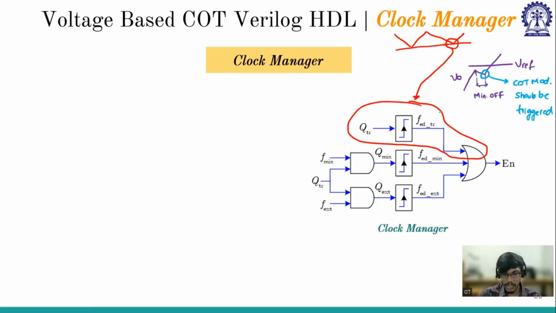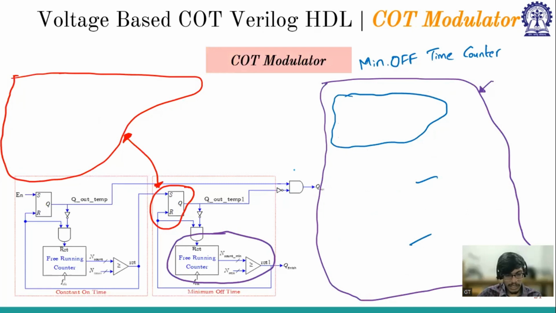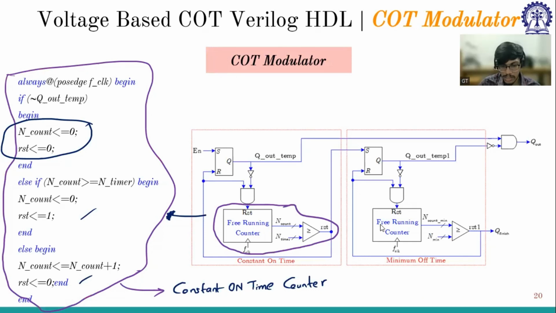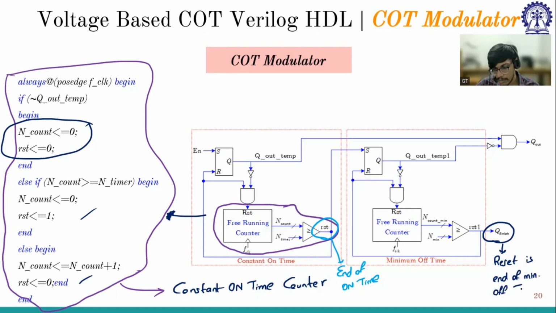So what SAR is doing is, SAR is generating this reset pulse, or this reset pulse is the end of on time, and this reset pulse is the end of minimum off time, and SAR is naming this as F minimum. So at the end of off time, F minimum will have a positive edge trigger.